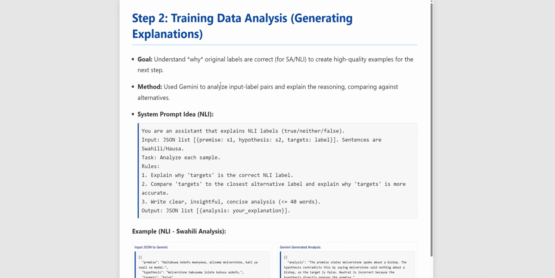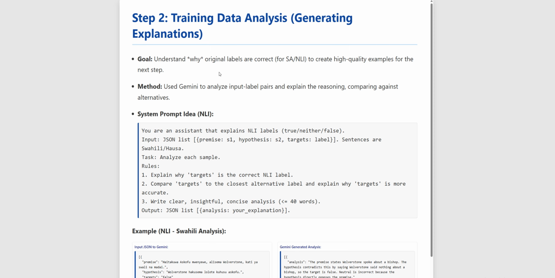Step 2 was training data analysis, where I generated explanations for the original labels. The goal here was to understand why the original labels were correct for sentiment analysis and NLI tasks, so I could create high-quality labels for the synthetic data.